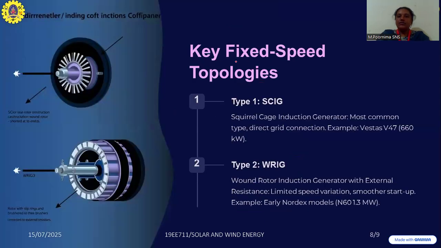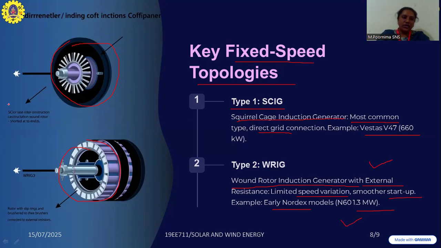Next are the key fixed speed topologies. We can see them in this diagram. Type one is the squirrel cage induction generator, the most common type, with direct grid connection. The next one is the wound rotor induction generator with external resistance, which gives limited speed variation and smoother startup, for example the early Nordex model. These two models are the key fixed speed topologies. Here you can see the squirrel cage induction generator and the wound rotor induction generator in the pictures.